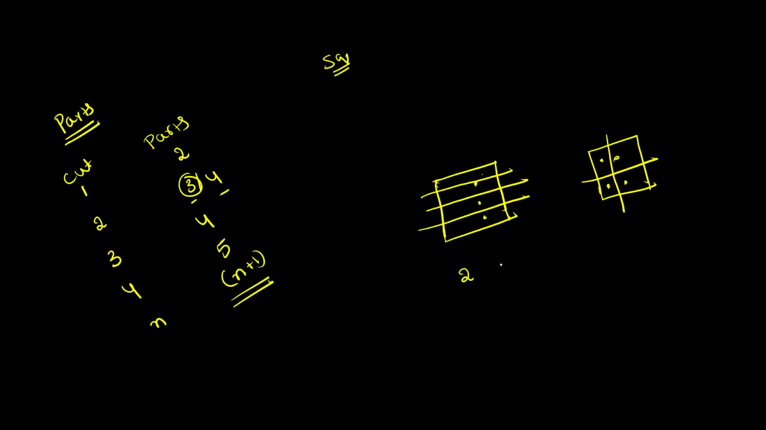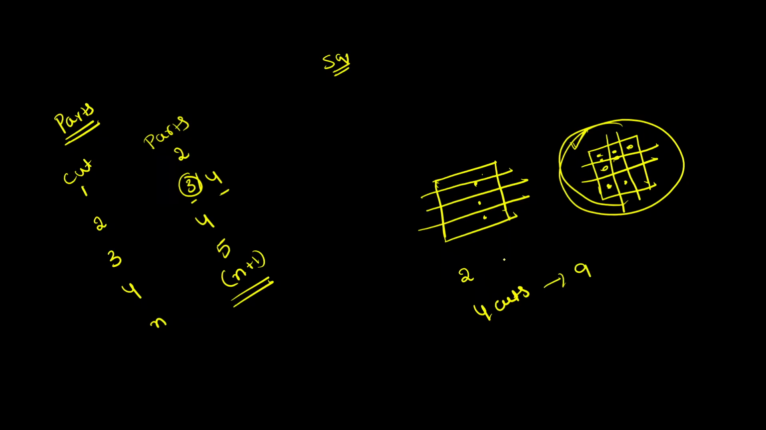Let's understand this once. When two cuts are done on a square, as shown on the screen now, you will get 4 parts. When we make 4 cuts, how many maximum parts will be obtained? 2 cuts through the x-axis and 2 cuts through the y-axis, you will get 3 parts this way and 3 parts this way. That's 9. So let us understand this. I want you to generalize this.